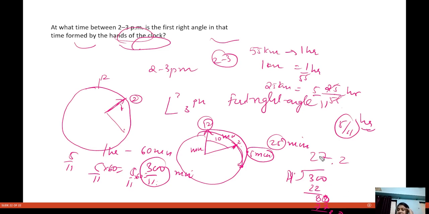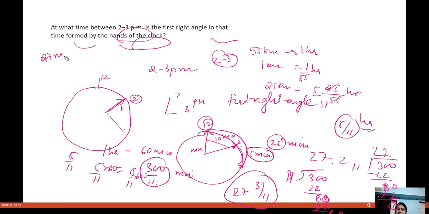So basically we are getting 300 by 11, we are getting this 22 here, this 80 here, this 7 here, this 77 here. So you have 27 3 by 11 minutes. Obviously you got 27 minutes. Now we have to find what this 3 by 11 is.